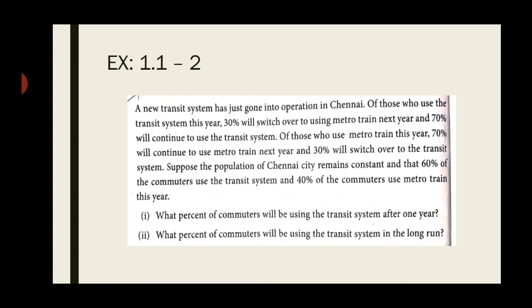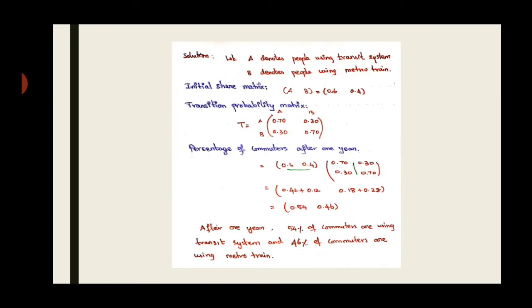So here there are two products, two modes of transportation. One is metro train, the other one is some transit system, meaning some transport facility like Ola, Uber and Rapido, like that. And suppose the population of Chennai city remains constant, that 60 percentage of commuters are using the transit system and 40 percentage are using metro train this year. So this is the initial state matrix.